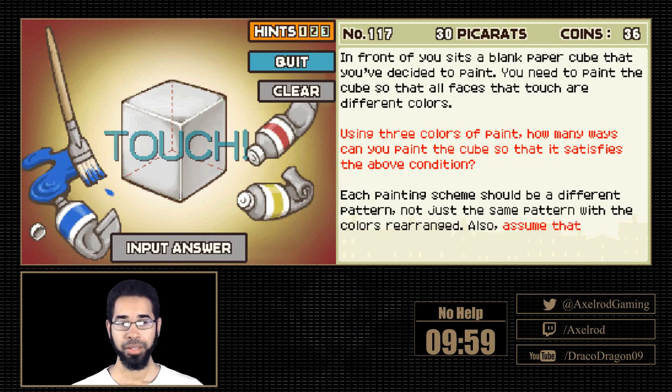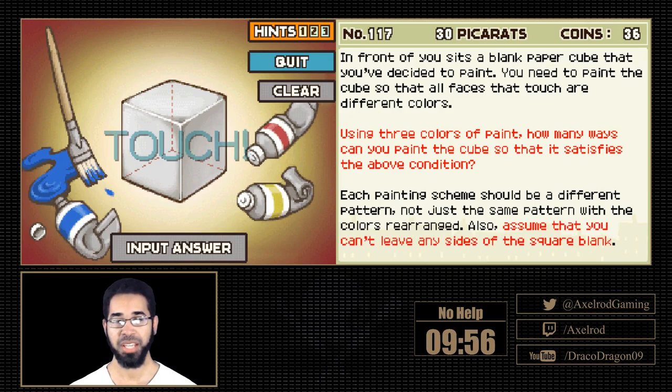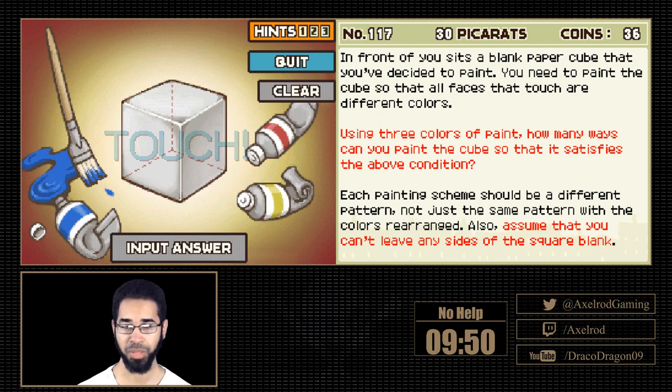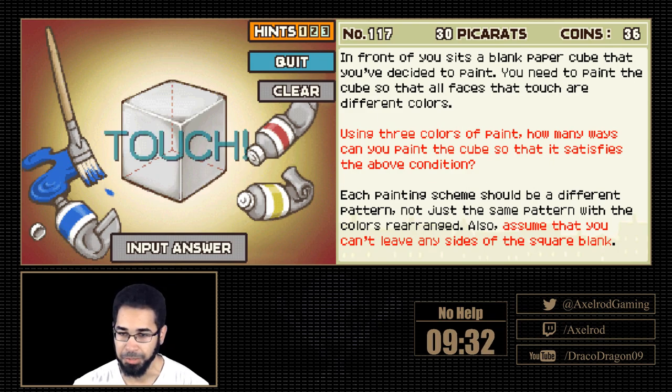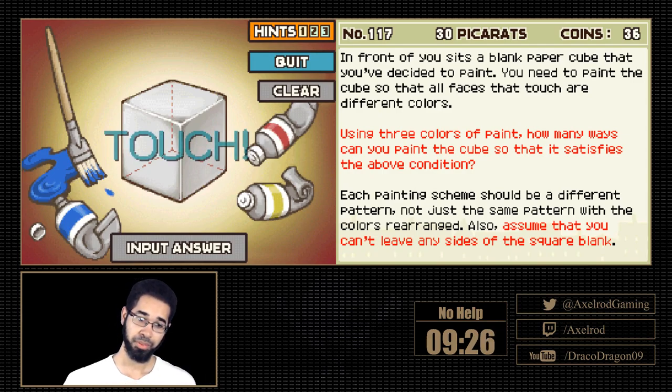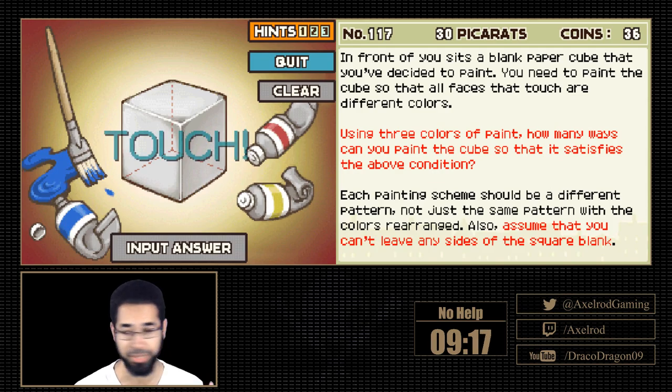Okay. In front of you sits a blank paper cube that you've decided to paint. You need to paint the cube so that all faces that touch are different colors. Using 3 colors of paint, how many ways can you paint the cube so that it satisfies the above condition? Each painting scheme should be a different pattern, not just the same pattern with colors rearranged. Oh boy. Also, assume that you can't leave any sides of the square blank. Okay, I'm gonna be right back, but I'm gonna leave this one to your inquisitive mind. I'm gonna be right back, like 30 seconds or something.